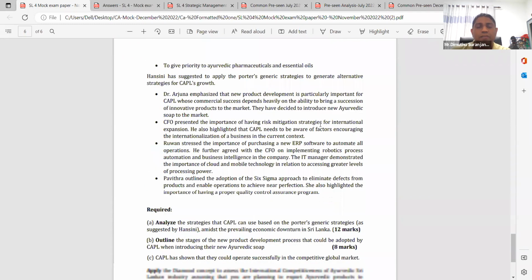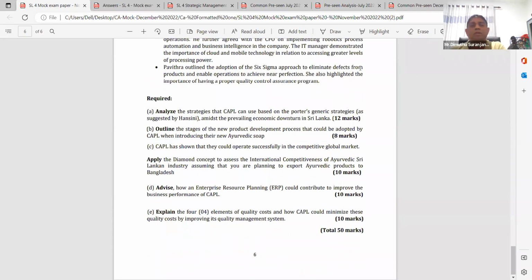So there are 5 requirements. First part is, you have to analyze the Porter's generic strategies. So what is the strategy applied by these particular organizations? Second one, outline the stages of the new product development process that could be adapted by CAPL when introducing their new Ayurvedic soap.